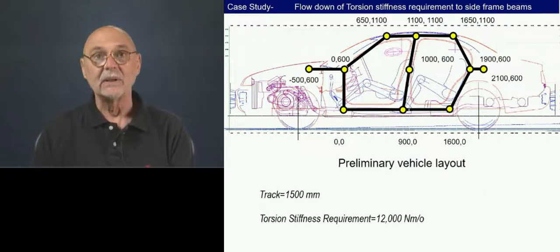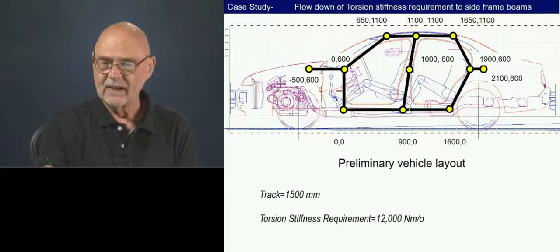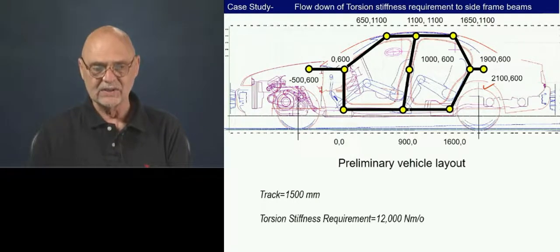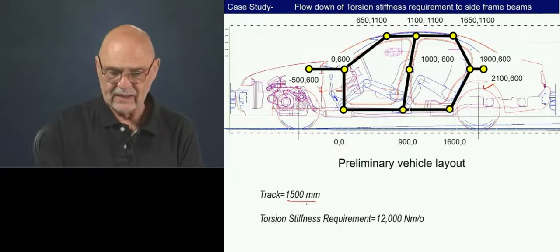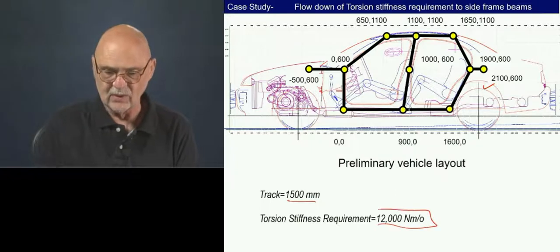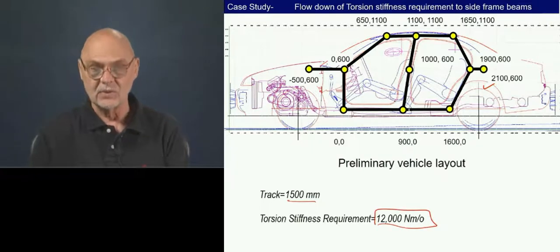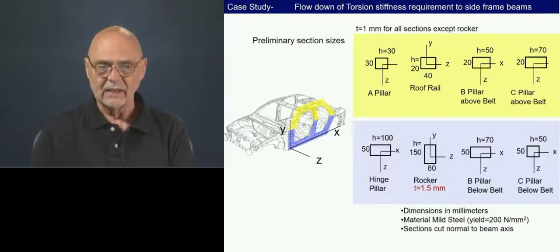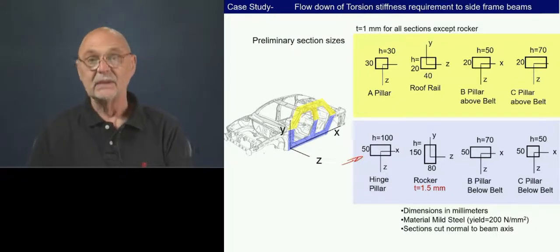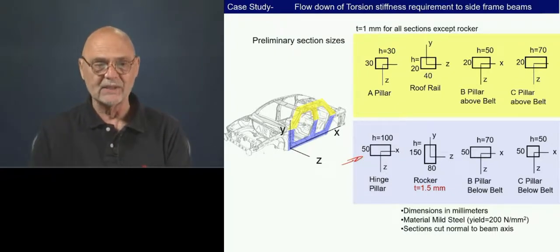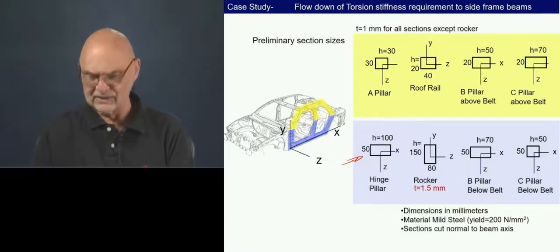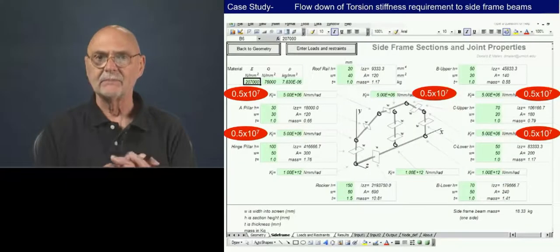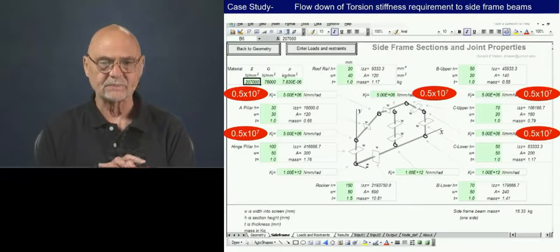So here is the model that we had used before in class for the intermediate size car. We need to know a couple other things. One is the track of the vehicle, and the other is, well, what are we shooting for? The torsional stiffness requirement. So from this, and knowing the section sizes, this is our preliminary guess at the various sections. We're going to do an analysis using the little program in Excel.